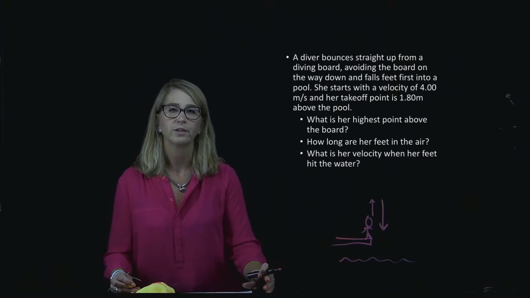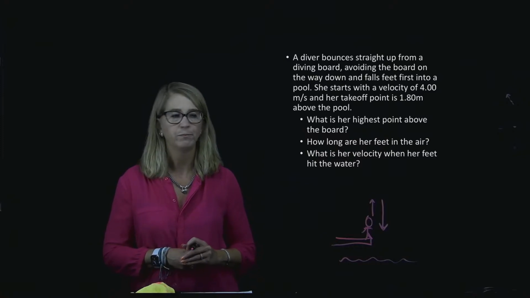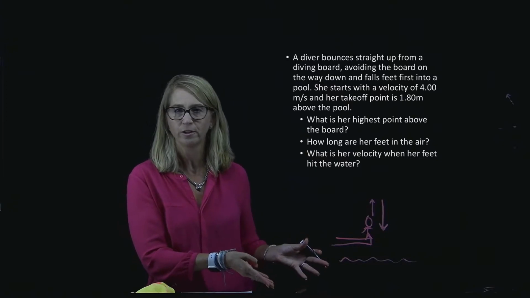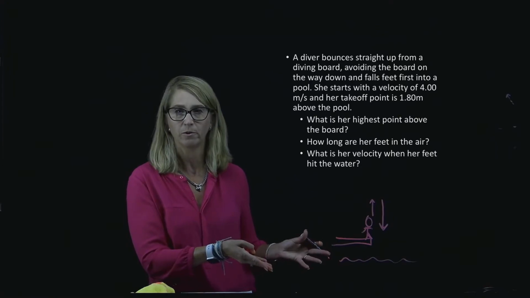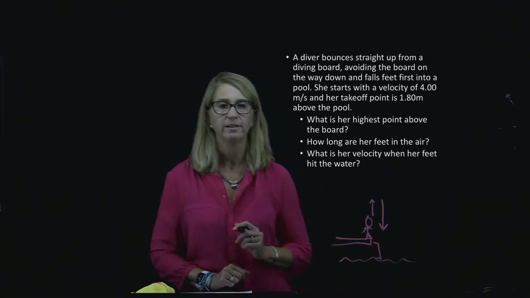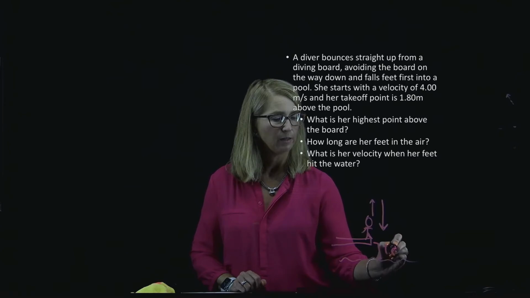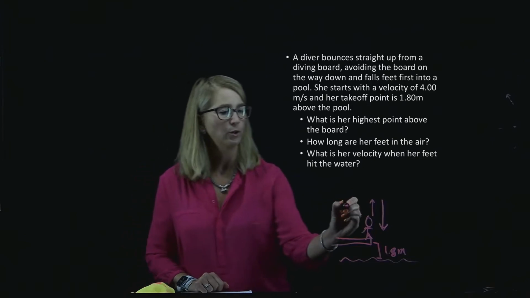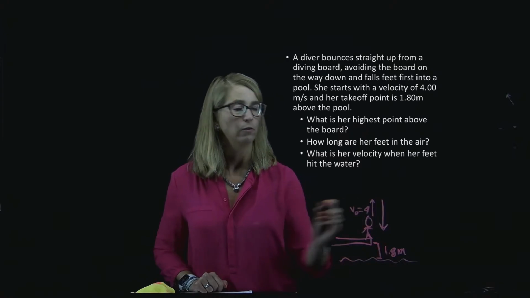Now, they have given me some information, and I might want to put this on my diagram. Take heart. You do not have to be an artist to draw your picture. I've made it this far, and I still draw my pictures, even though they're horrible. So, in any case, we are told that the distance of the board above the pool is 1.8 meters. We're also told that her initial velocity up is 4 meters per second.